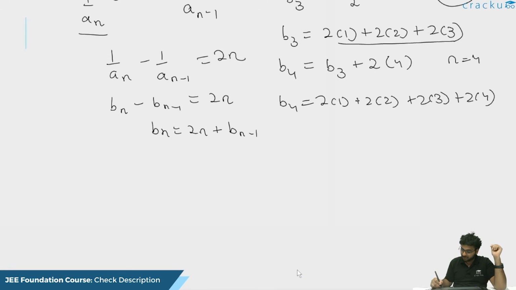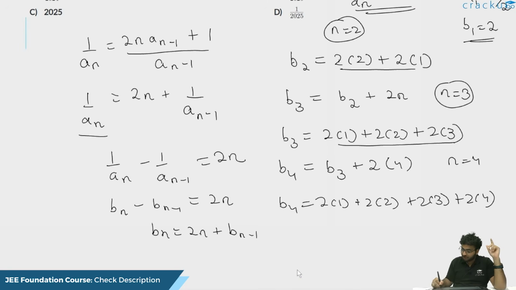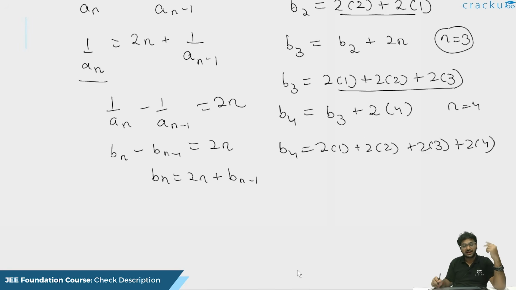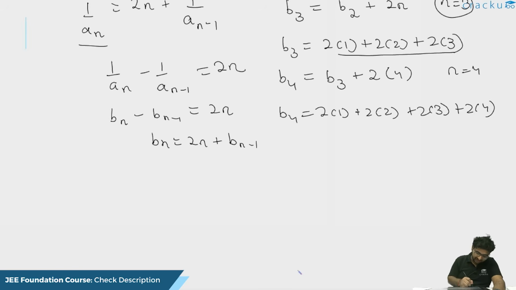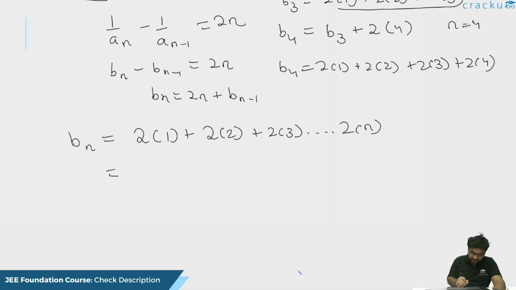Can you see a pattern? What was b1? b1 was equal to 2. What is b2? b2 is equal to 2 times 1 plus 2 times 2. What is b3? b3 is 2 times 1 plus 2 times 2 plus 2 times 3. So if we write bn, bn would be what? 2 times 1 plus 2 times 2 plus 2 times 3 up till 2 times n. So if we take 2 common, we get 2 into 1 plus 2 plus 3 plus dot dot dot till n. Okay.